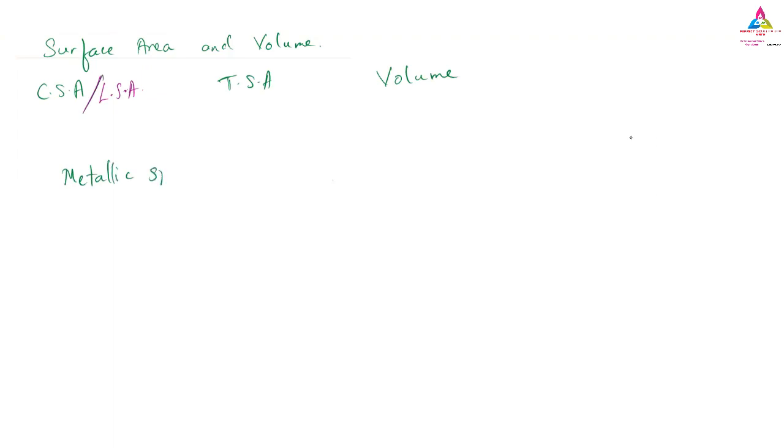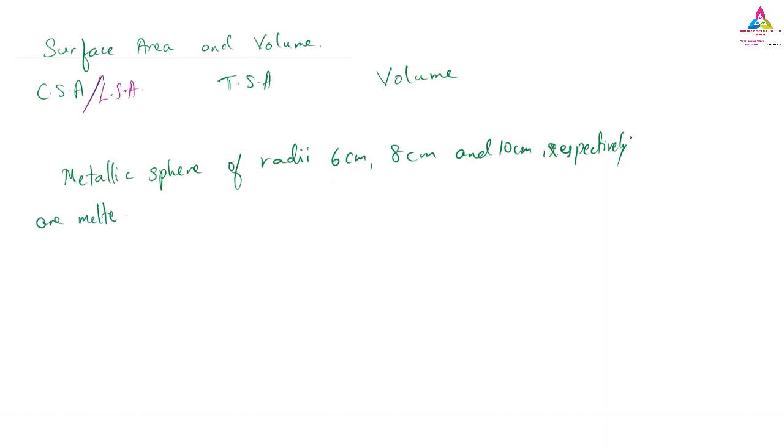Metallic spheres of radii 6 centimeter, 8 centimeter, and 10 centimeter respectively are melted to form a single solid sphere. Okay, my question for you now, only this much I have written.